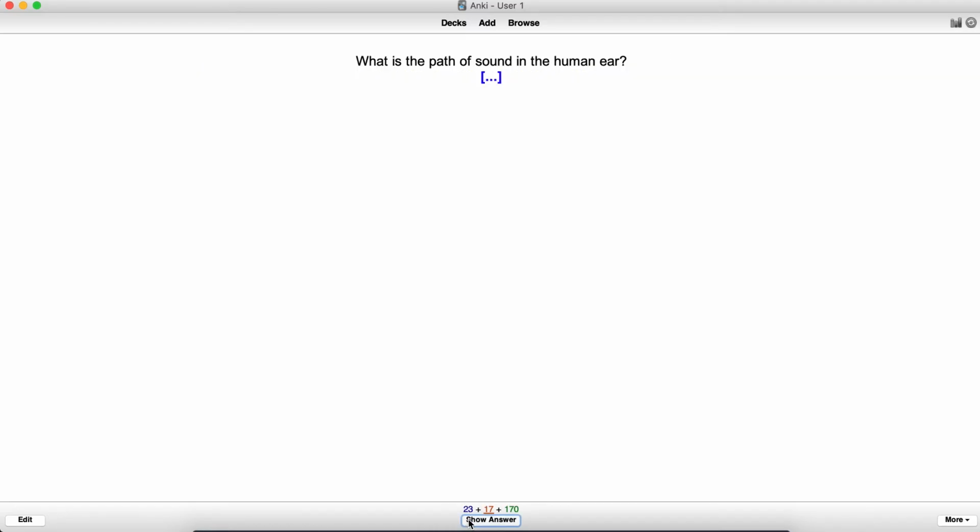What is the path of sound in the human ear? So it goes from the pinna, which is the outer ear, to the auditory canal, which is part of the inner ear, then goes to the tympanic membrane, which is the eardrum.